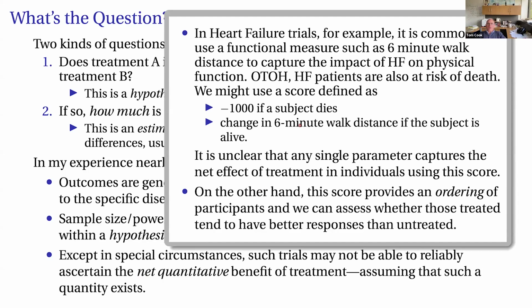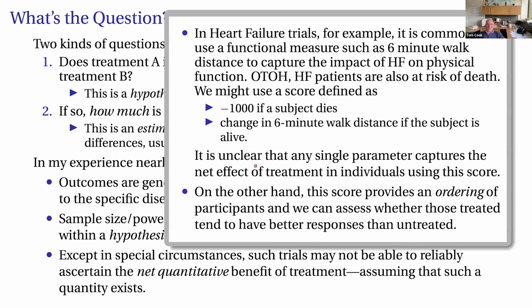One example: in heart failure trials, it's common to use a functional measure such as 6-minute walk distance to capture the impact of the heart failure on physical function. On the other hand, heart failure patients are also at risk of death. So how do we simultaneously account for the fact that some people die and some people might have improved physical function? Well, I construct a score that says if a subject dies, I'll give them some very small number like -1,000. Otherwise, I'll use the change in their 6-minute walk distance if they're still alive.